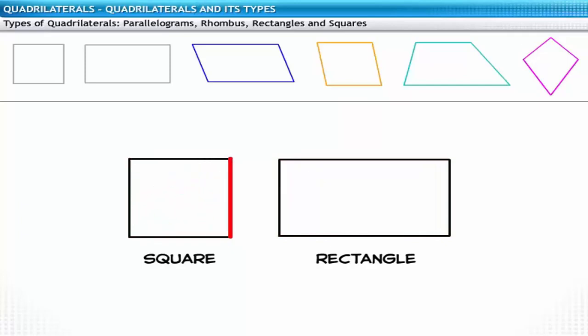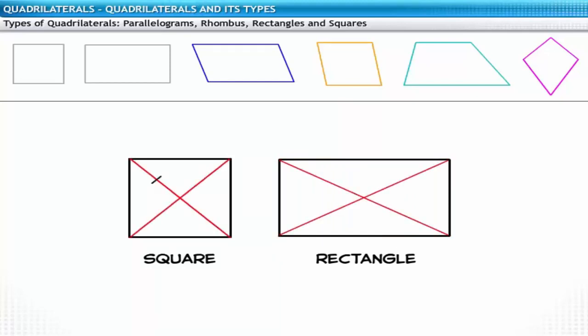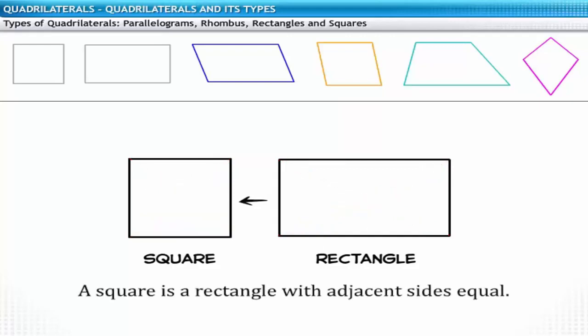A square has all sides equal in length, while a rectangle has opposite sides equal in length. The diagonals of squares and rectangles bisect each other. In case of a square, they bisect at right angles. Thus, a square is a rectangle with adjacent sides equal.